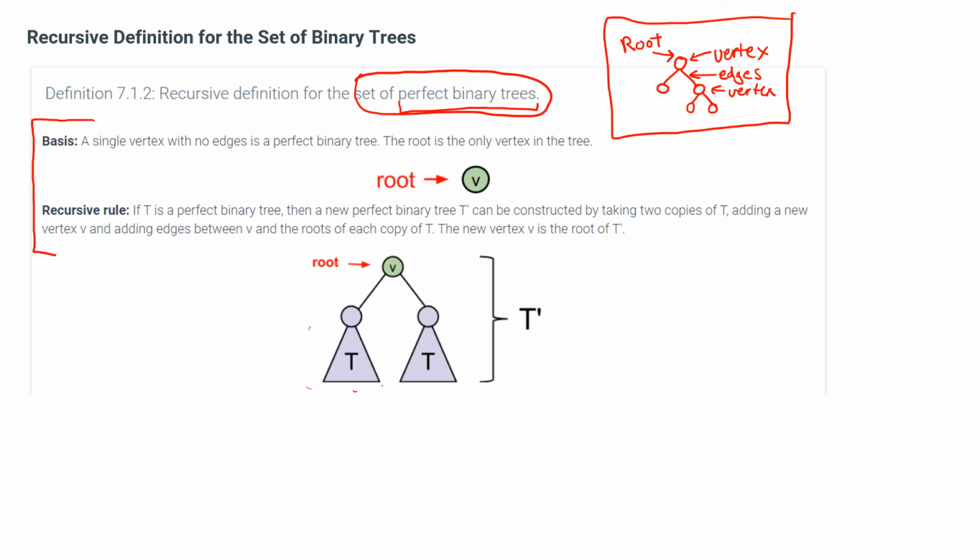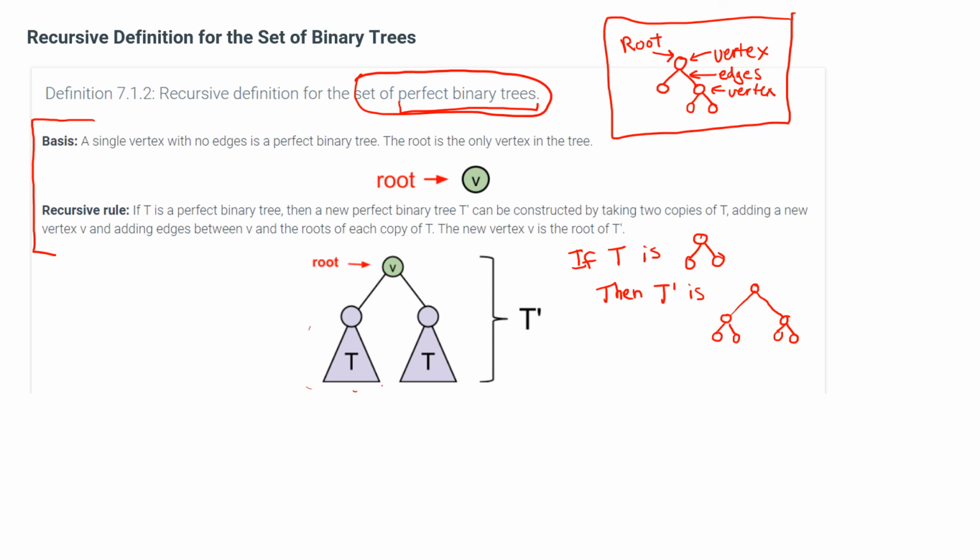Anyway, let's say, just so that you can get an idea, an example. What if T is this? Then what would T prime be? Well, we'd have T and another copy of T, and then put a vertex up there with edges between. So that would be what T prime is.